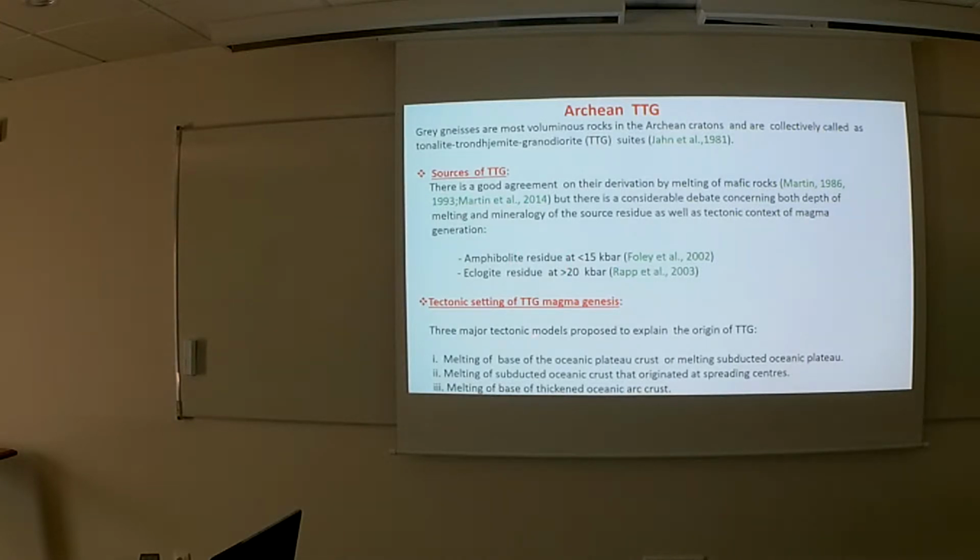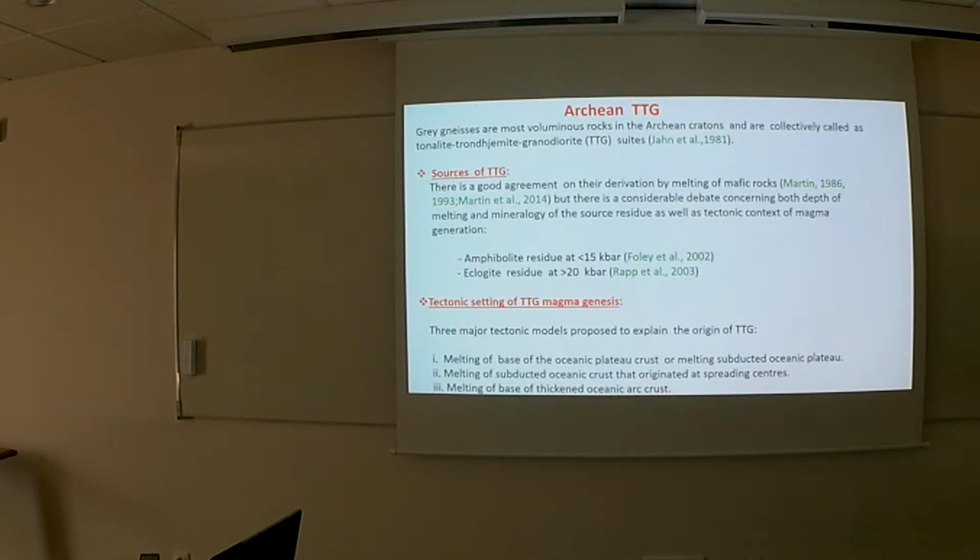And coming to the tectonic setting of TTG magmagenesis, there is also considerable debate and discussion about the tectonic settings of the TTG magmagenesis. And there are three major models that have been proposed for the origin of TTG magmas. Number one: earlier, it was mostly considered that the TTGs are generated by melting of the oceanic slab in the subduction zone at different depths. But subsequently, other workers proposed that the melting of the base of the oceanic plateau crust can also give rise to TTG magmas.